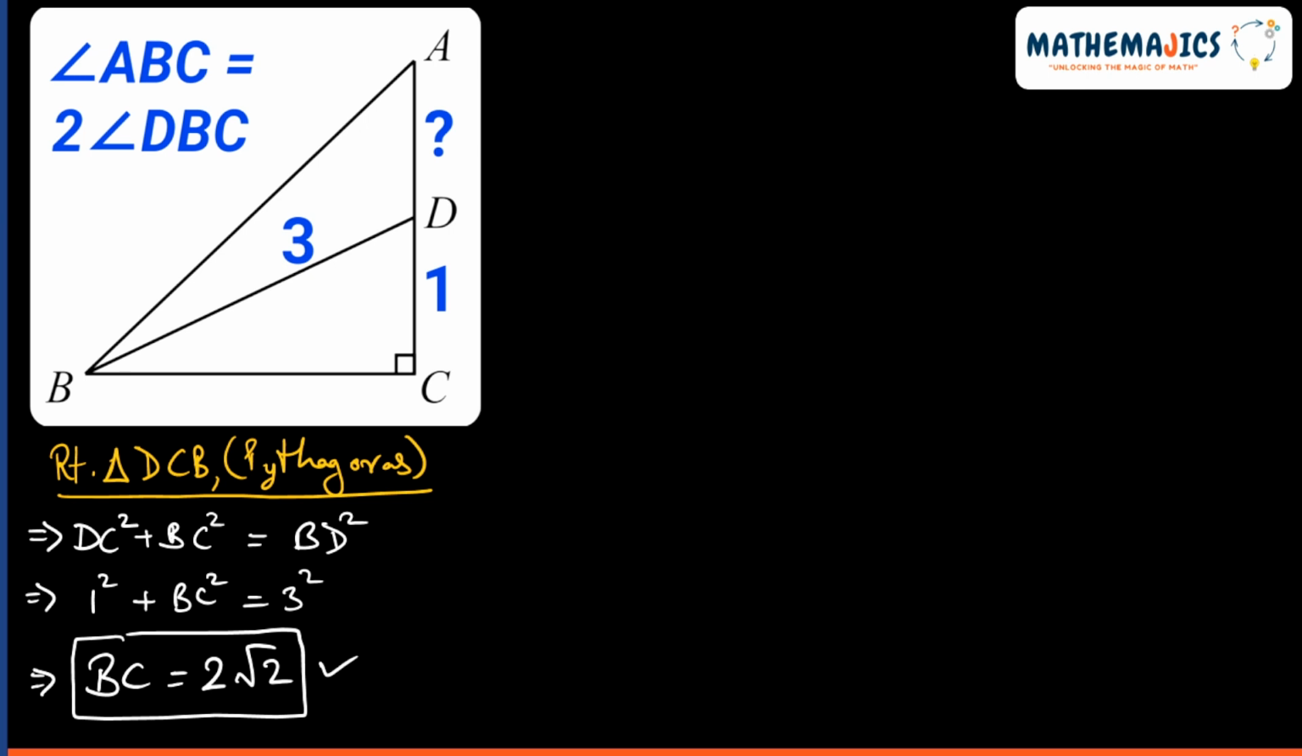Let's mark this in the figure. BC is 2 root 2. Now we are also given that angle ABC is double of angle DBC. What does that mean? That means this angle ABD will be equal to angle DBC, correct? These two angles will be equal to each other. So let's assume them to be x degree each. Let's assume the length of AD as y that we need to find out. Let's see what we can do ahead.